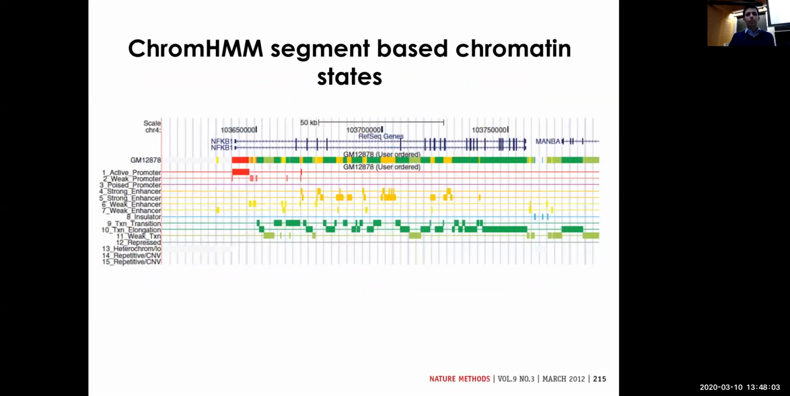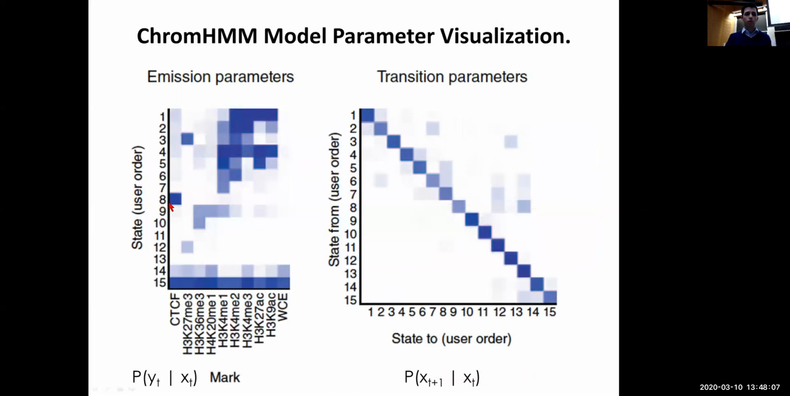So this is basically what the model emits. It says, I have a set of emission parameters that tell me for every one of 15 different chromatin states, with what probability do I expect to see these marks? And it emits not just one mark, but a vector of marks. And these are the emission vectors. It says that in state 8, I mostly emit CTCF. And in state 4, I emit this combination of 5 marks.